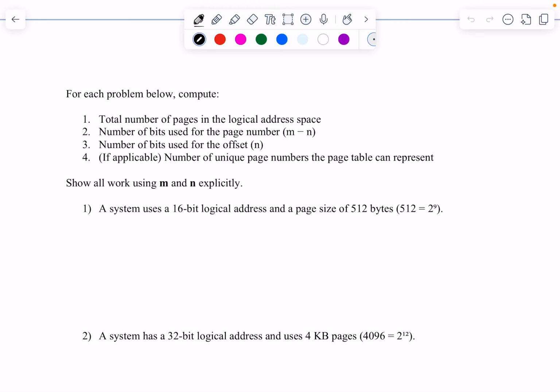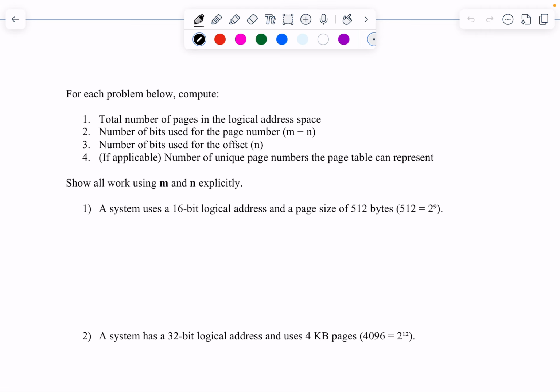Okay, let's go through several problem solving paging. We're going to use variables m and n. So m is the number of bits in your logical address, and n is going to be the number of bits in the offset. And we'll determine the number of pages, the page number bits, and the offset bits as well. All right, let's get started with the first one.